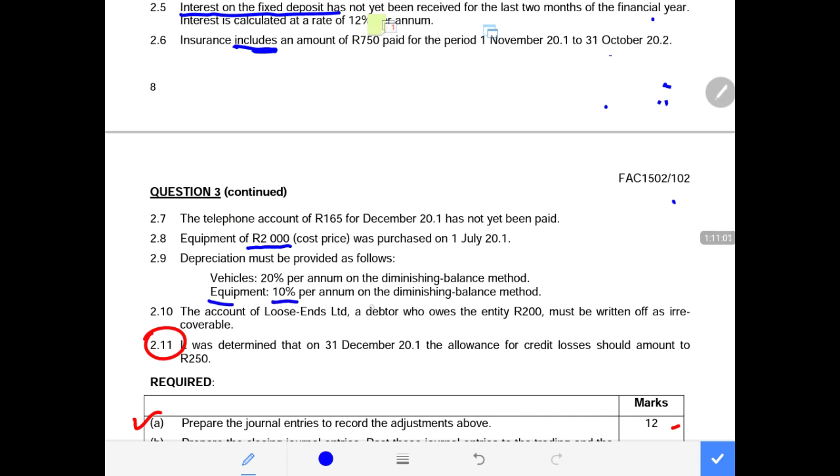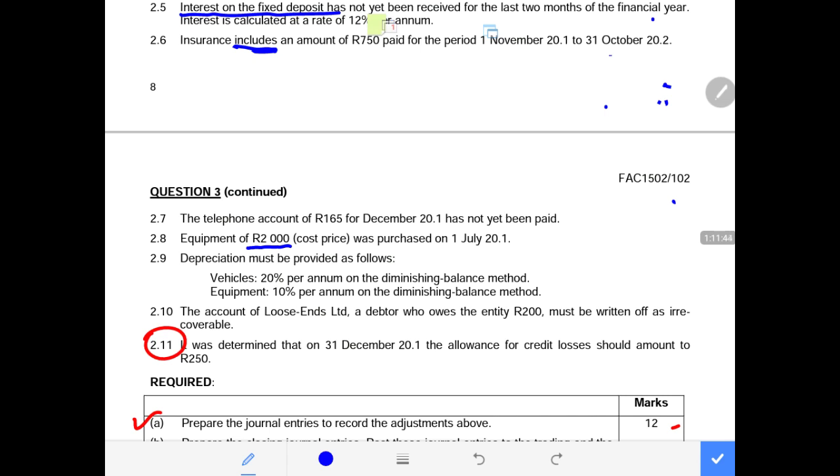On equipment, 10% on the diminishing balance method. That means when it comes to all equipment, we need to know that the 2,000 cost of the equipment was bought in July. So depreciation must be multiplied by 6 over 12, meaning July, August, September, October, November, December. That is why they are only extracting this one equipment, which was bought during the year, not at the beginning of the accounting period. So I'm highlighting this 2.8. Now we go to number 9, because 2.8 and 2.9 go together. In other words, we are recording 2.9, which also is extracted from 2.8.